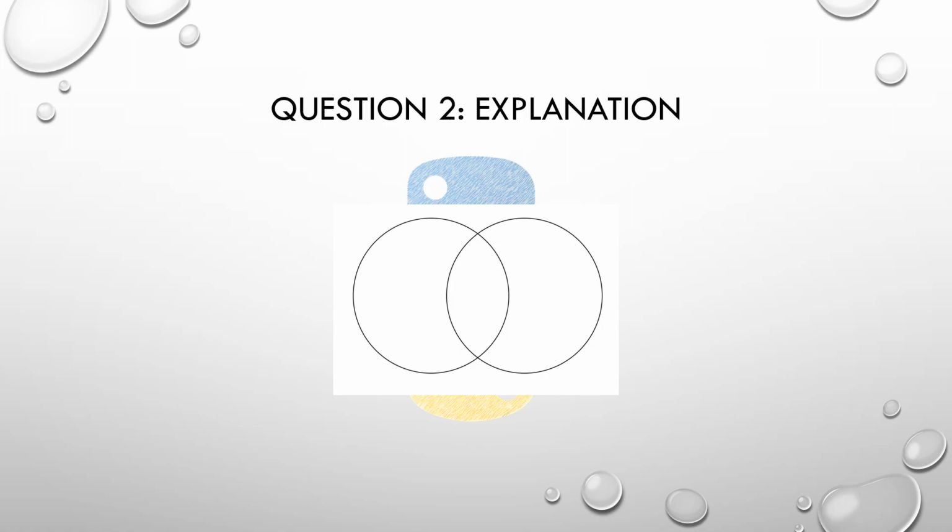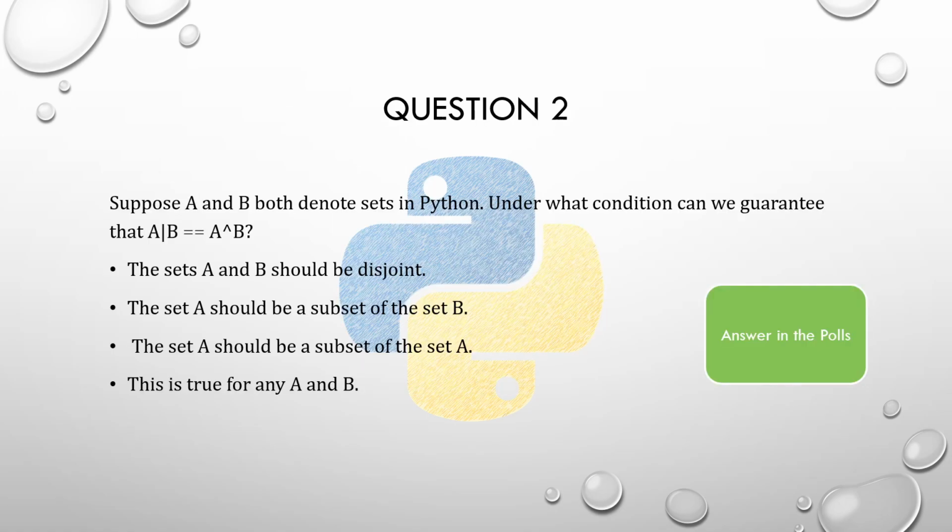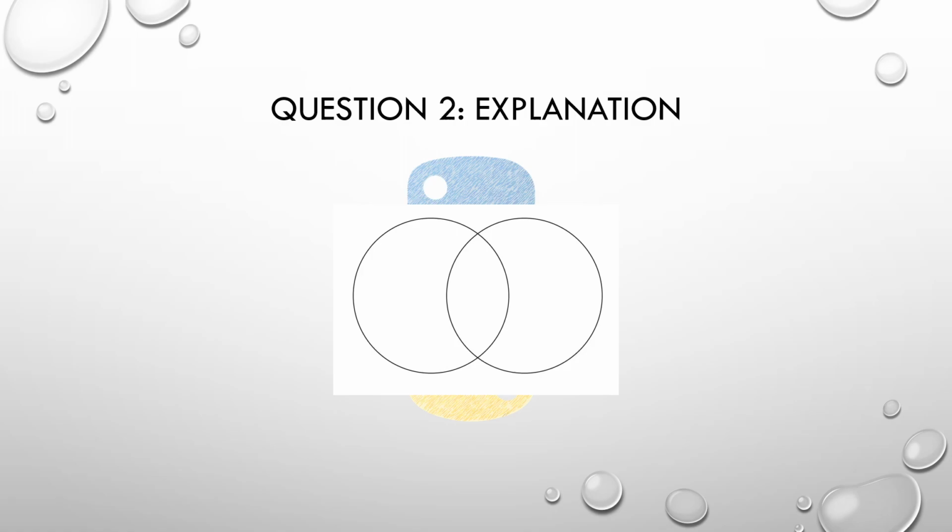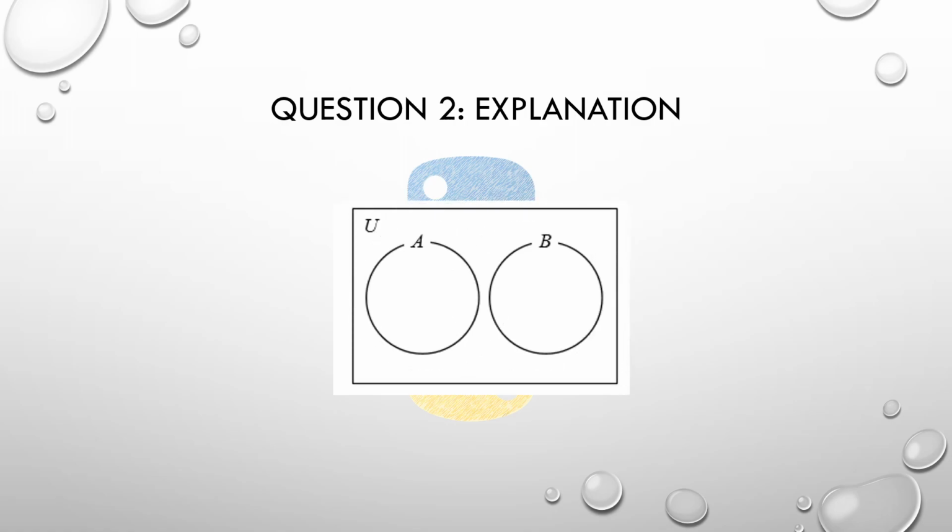Since the question said A or B, the union is also A XOR B. So when is it possible? When A and B are disjoint. The union will also consist of the non-unique terms. The intersection part will lie inside the union, but I'm saying that both are equal. That means that part is 0, so they are not intersecting at all. That means they are disjoint sets.